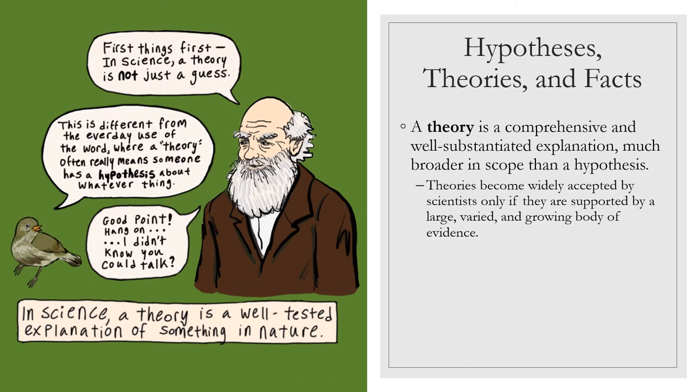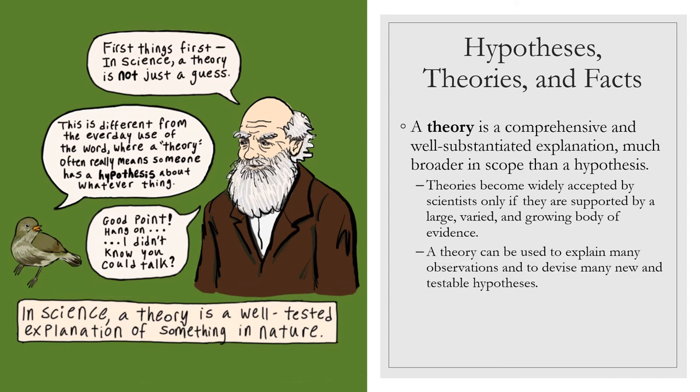Okay, theories are often what is widely accepted by scientists, and they will only hold those as theories until they've had a large, varied, and growing body of evidence. So you have to continuously test these things and try to look at this from different ways. You can also use the word theory to explain observations and then to devise new and testable hypotheses, but in general, when we say theory in this class, we're talking about these topics that have been well tested. So the theory of evolution, the theory of gravity, things like that.